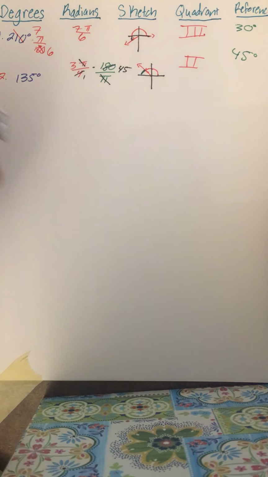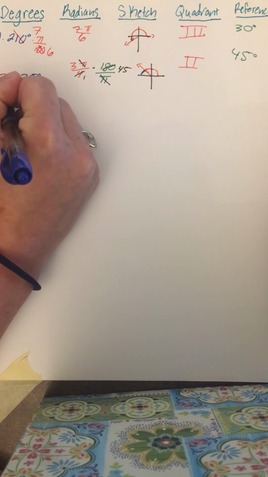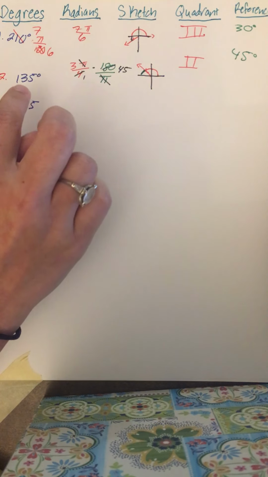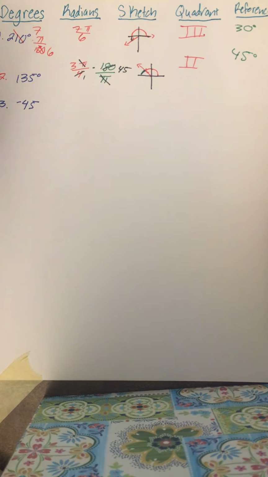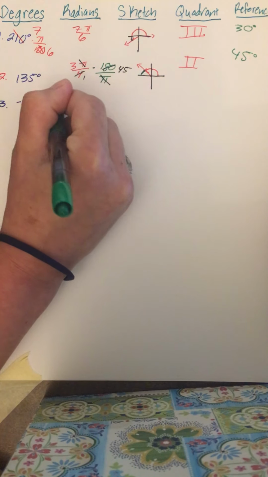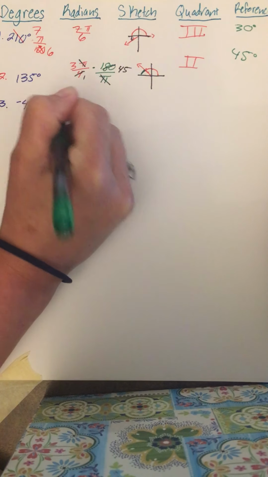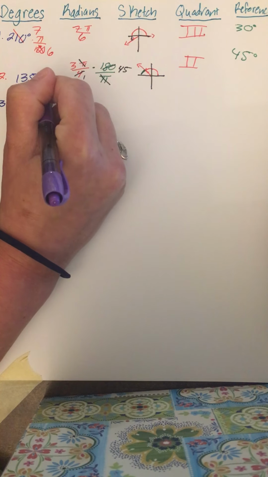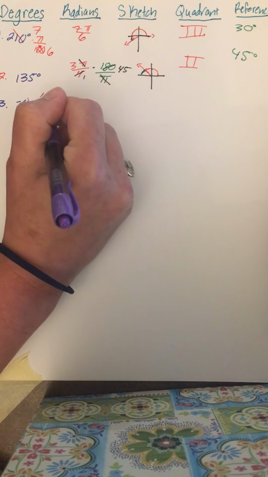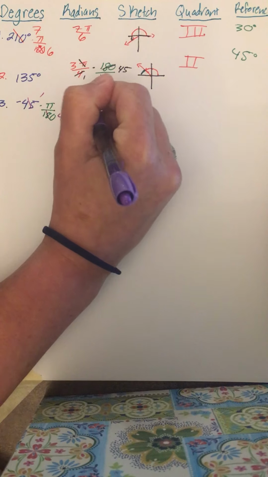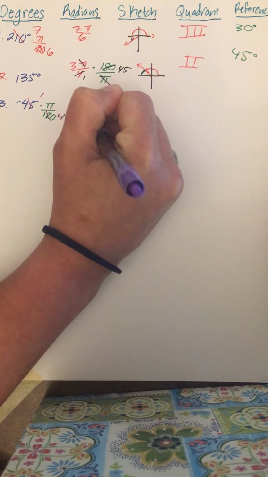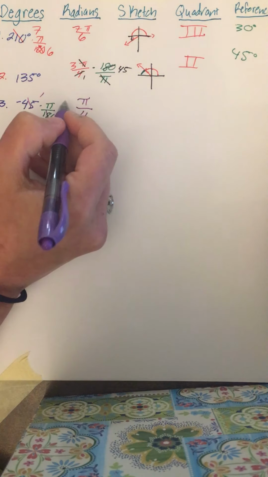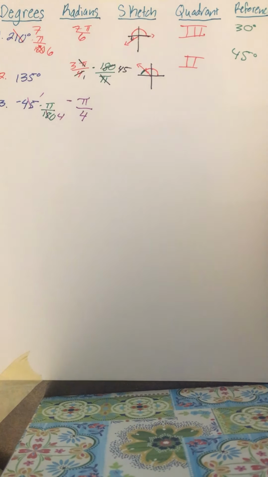Okay, let's say number 3. I gave you negative 45 degrees. Again, to go from degrees to radians, we're going to multiply times pi over 180. We can divide both of these by 4, and that will give us negative pi over 4 for our radians.